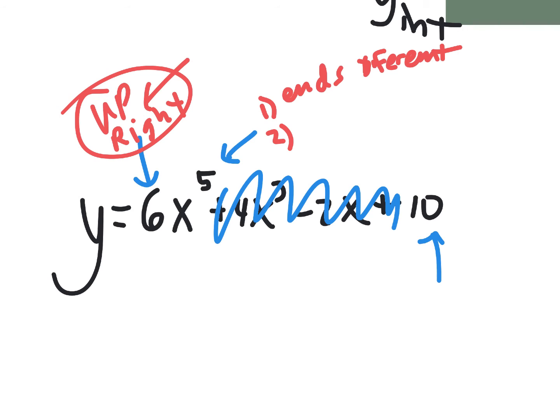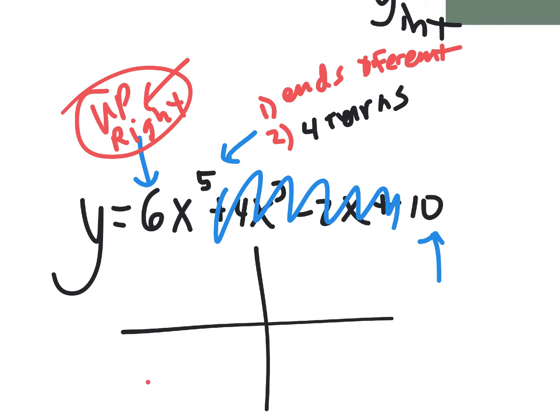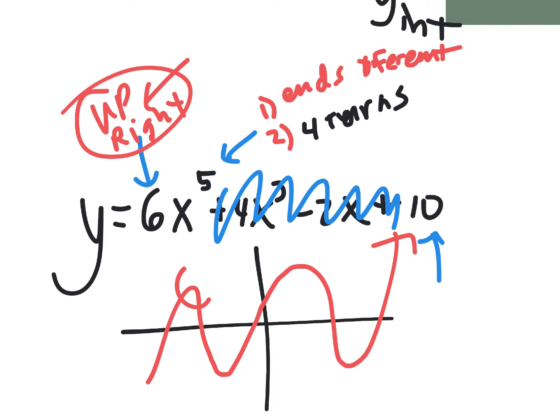There's 4 turns. 4 turns. Good. So that means if I was making the graph, it would go like turn, turn, turn, turn. 1, 2, 3, 4 turns. Okay? And last but not least, this 10.